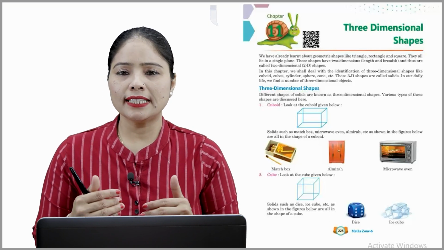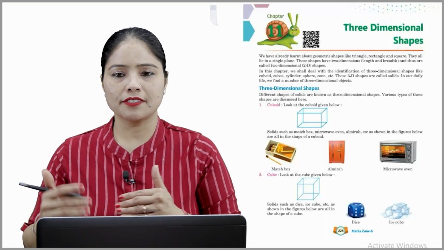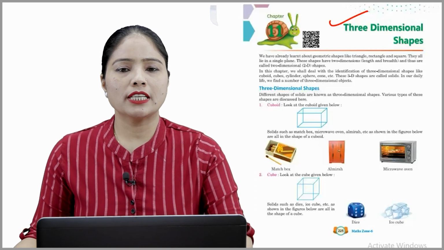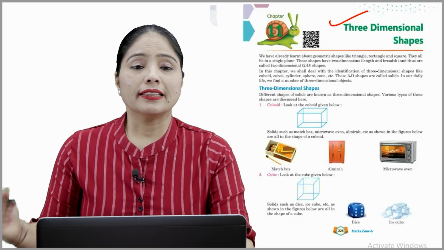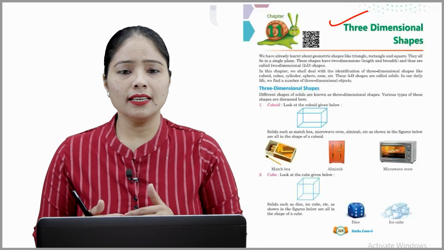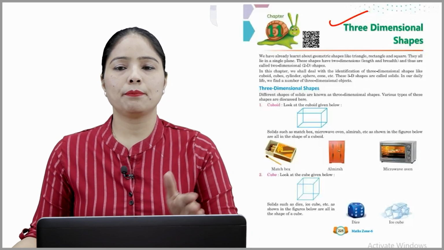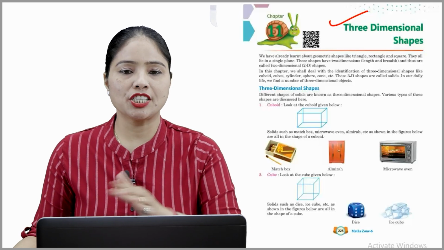So children, today in this class we are going to learn about three-dimensional shapes. So let's start with that, beta. We have already learnt about geometrical shapes like triangles, rectangle and square. They all lie in a single plane. These shapes have two dimensions, length and breadth, and thus are called two-dimensional, or 2D, shapes.